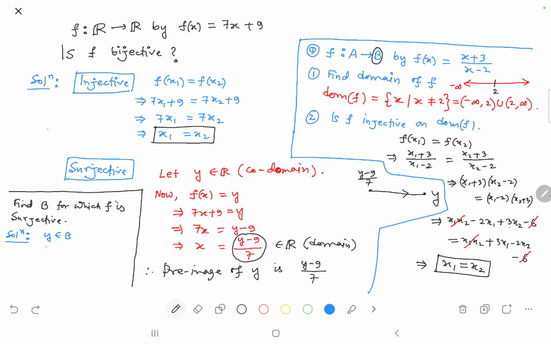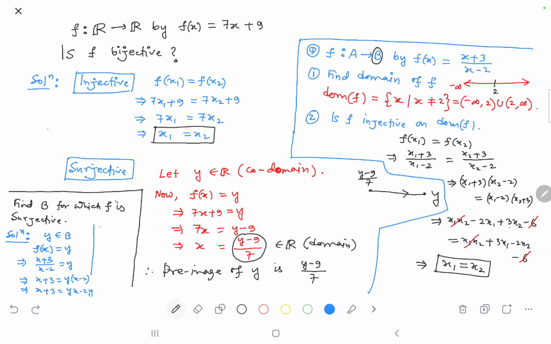So y belongs to B. Now consider f(x) equal to y. So what should we get? (x plus 3) divided by (x minus 2) equal to y. Solve for x. x plus 3 will be y times (x minus 2), so x plus 3 equals yx minus 2y.